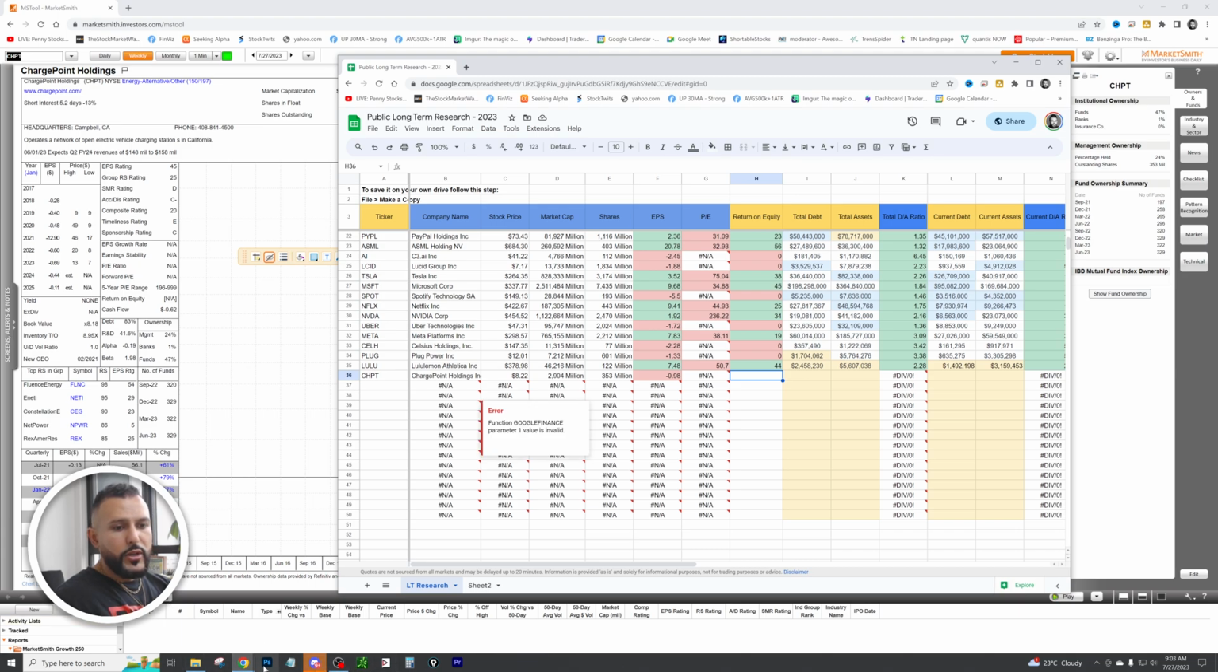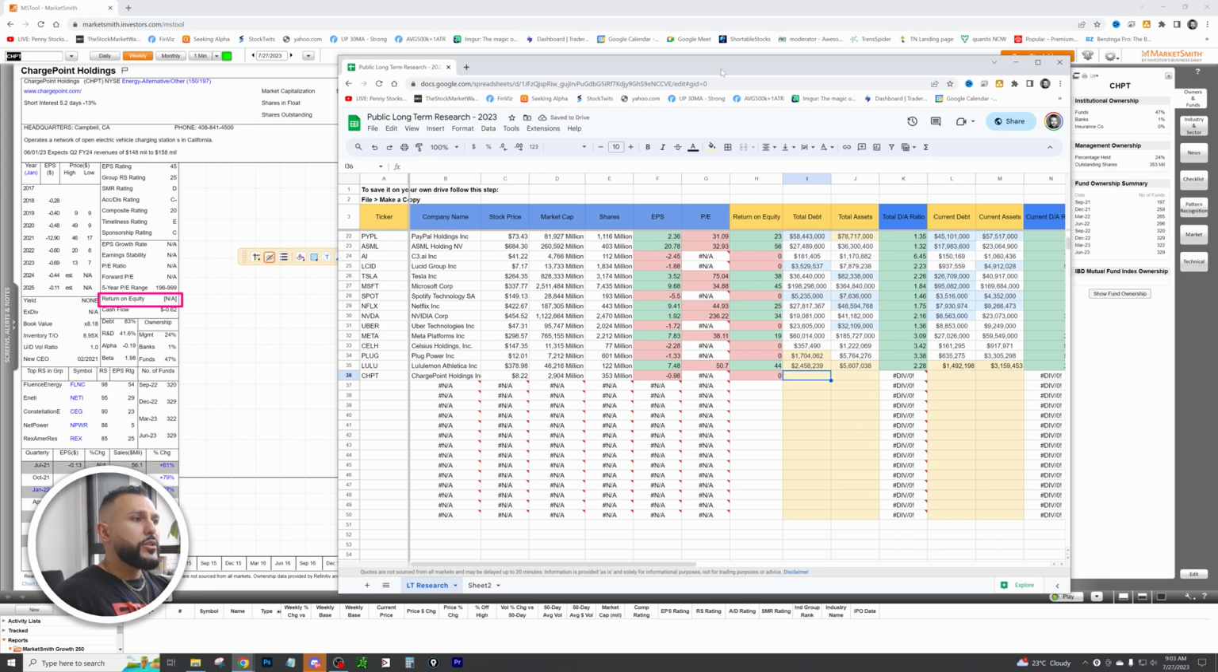All right, so let's go ahead and double check that with MarketSmith. To do that, we're going to come here to the left, and we're going to see return on equity right here. Return on equity, you can see it's NA, and that's simply because we have a negative EPS. So we're going to put that as well.